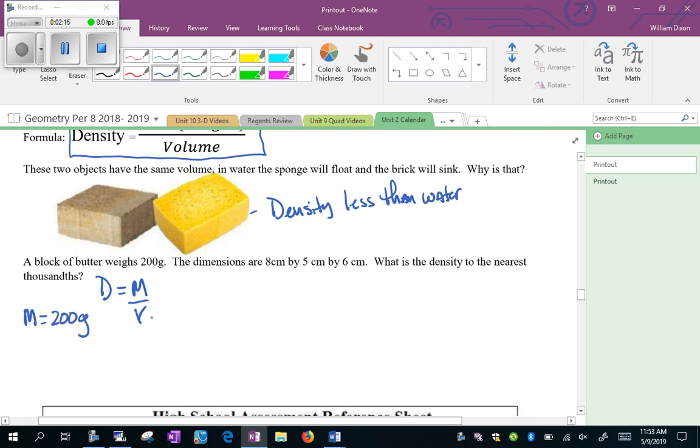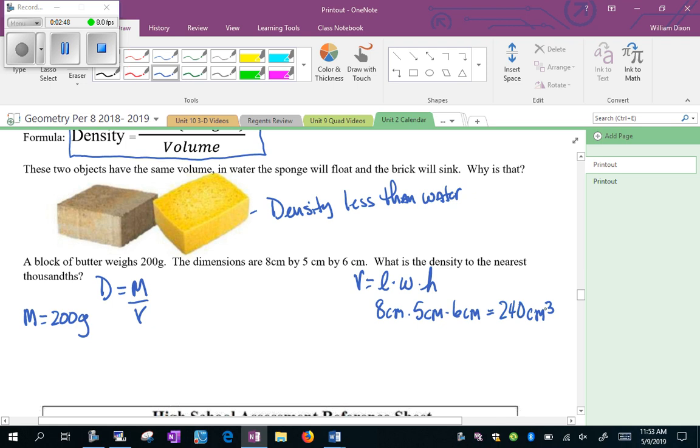All right, I have to find my volume. So I know my volume formula is length times width times height. So that's going to equal 8 centimeters times 5 centimeters times 6 centimeters. And that equals 240 centimeters cubed.